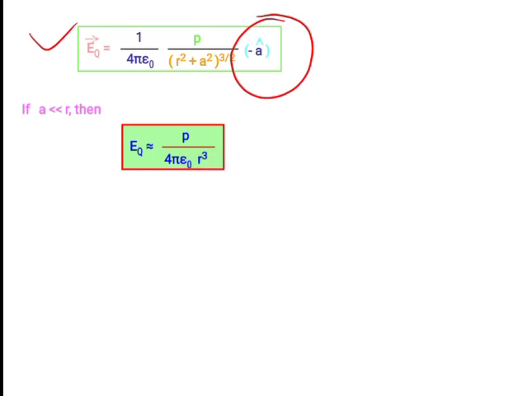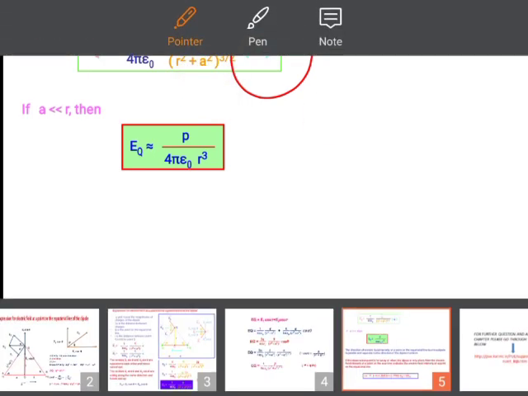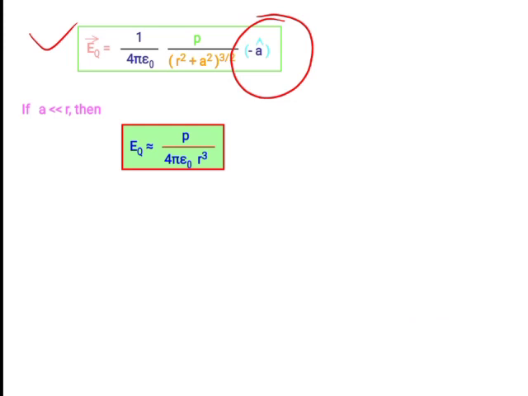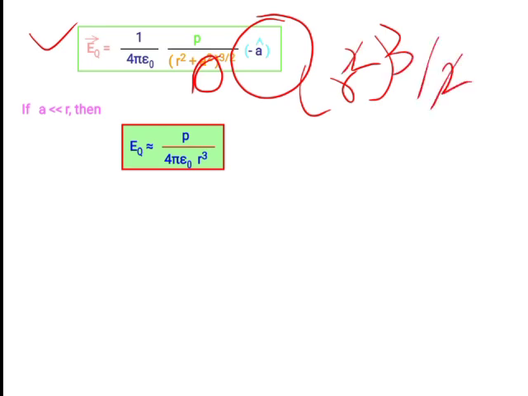Why this R cube? Because if we neglect this A square value, then what is remaining? R square raised to 3 by 2. Suppose if we neglect this value, then what is remaining is R square raised to 3 by 2. Then this 2 gets cancelled. P is as it is, then 4 pi epsilon naught as it is. Instead of this value we have to substitute only R cube.